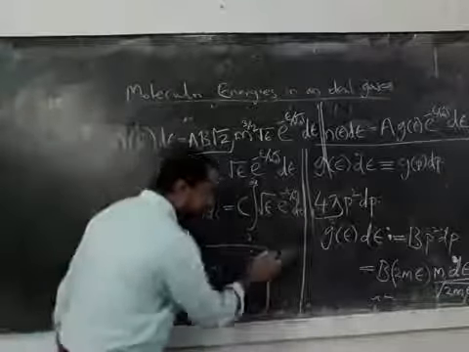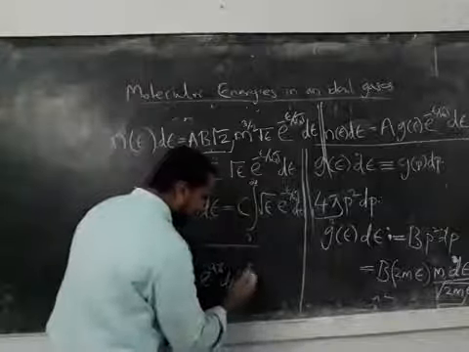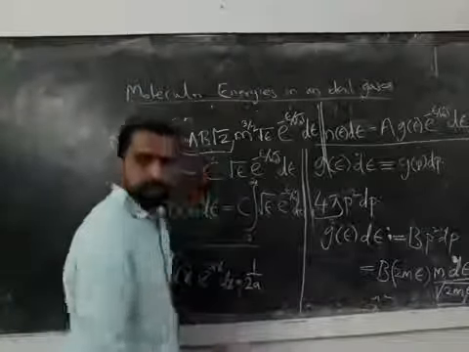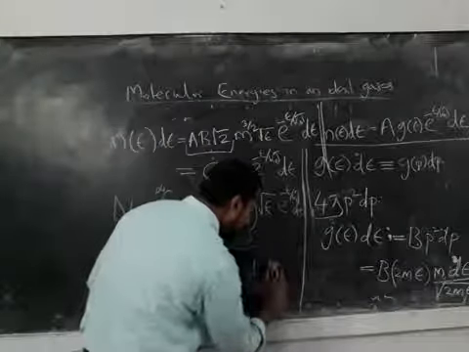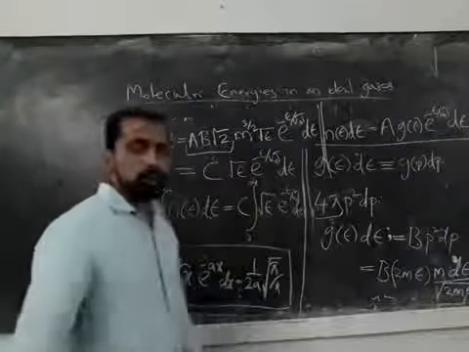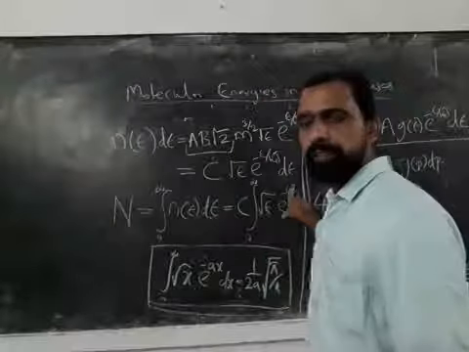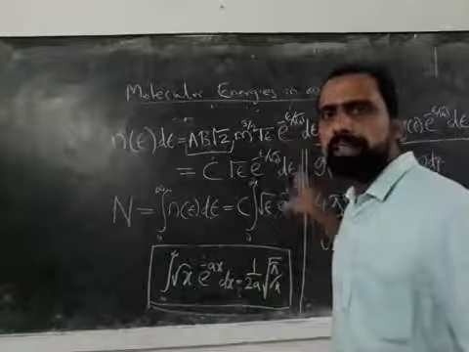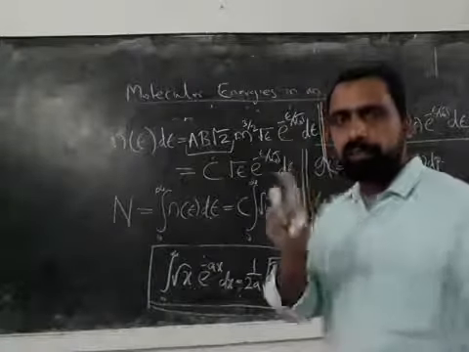1 by 2 square root of pi by e. So this is a standard integral. Nobody is going to integrate these things in our daily use, because these are all standard integrals, and it has a standard value.